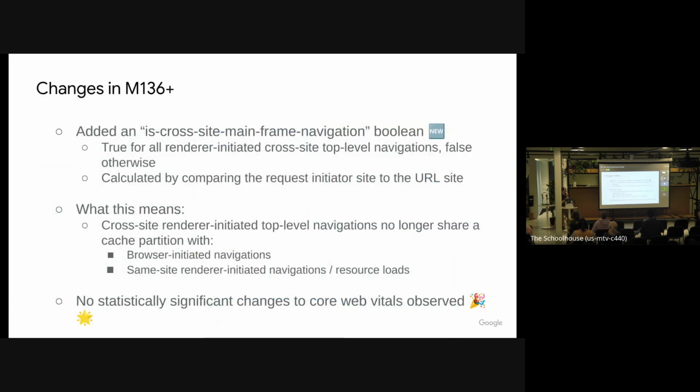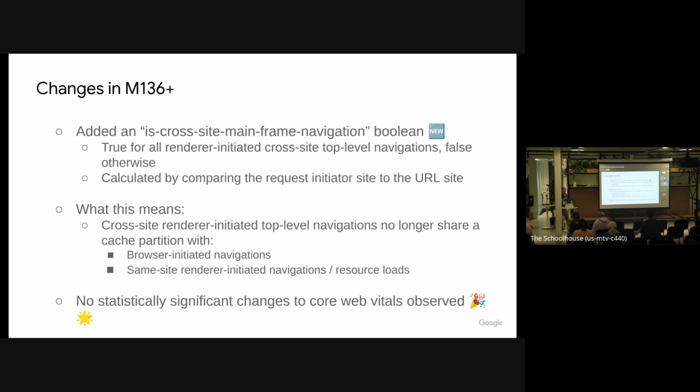But in M136, we landed a change to try to mitigate against these attacks. It's called the is cross-site mainframe navigation Boolean. So a mouthful, kind of a lot packed into one name. But this is true for all render-initiated cross-site top-level navigations, and it's false otherwise. And it's computed by comparing the request initiator site to the URL site.